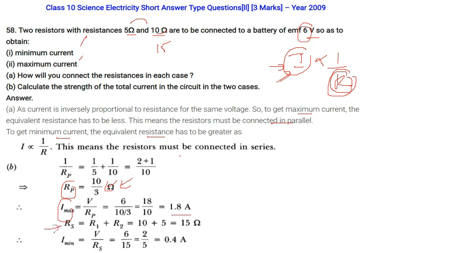For series, as I said, we just have to add 10 plus 5, 15 ohm. I is given by V by Rs, that is in series, V is 6 volt and Rs is 15, so I is 2 by 5, which is 0.4 ampere.